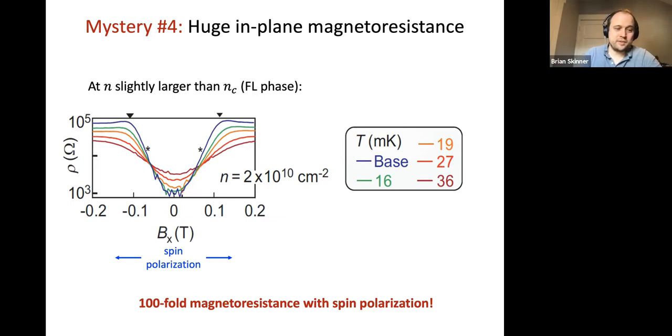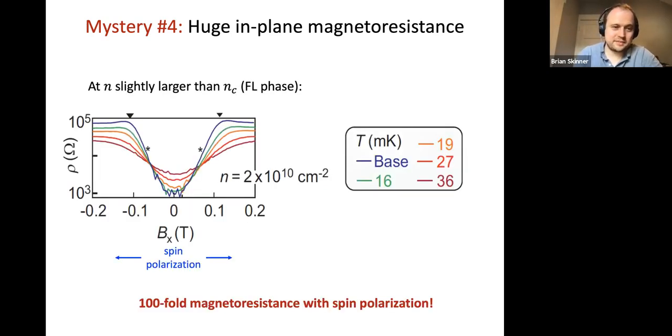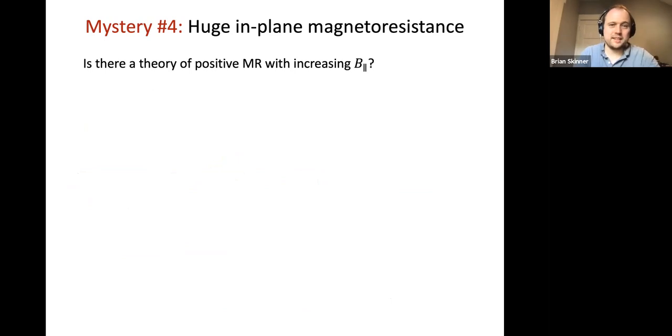Why just the act of spin polarizing your electron system should have a 2 orders of magnitude effect on the conductivity. So you can ask, is there any theory that would predict an increase of resistance with spin polarization?